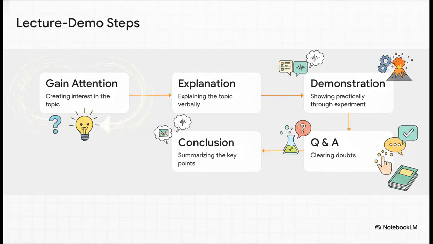Let's get you energized for the practical execution phase. We're going to walk through this dynamic 5-step flow to perfectly correlate theory with practice. Step 1, gaining attention, creating that initial spark of interest in the topic. That leads perfectly into Step 2, verbal explanation. Then you prove what you just said with Step 3, practical demonstration, using an experiment or a model. Next, you test that knowledge in Step 4, Q&A, clearing up any doubts they might have. And you wrap the whole thing up with Step 5, conclusion, summarizing all the key points. Basically, explain, demonstrate, and make them understand.